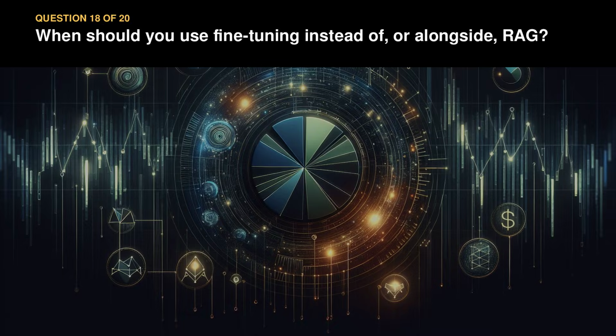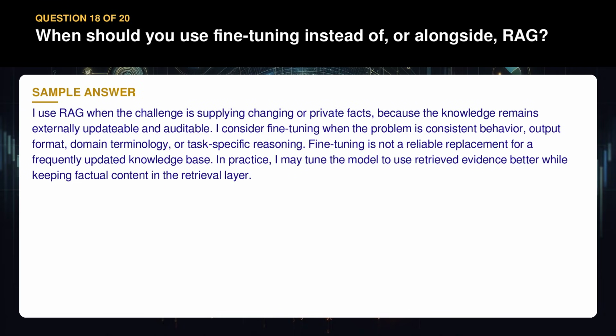Question 18. When should you use fine-tuning instead of, or alongside, RAG? I use RAG when the challenge is supplying changing or private facts, because the knowledge remains externally updatable and auditable. I consider fine-tuning when the problem is consistent behavior, output format, domain terminology, or task-specific reasoning. Fine-tuning is not a reliable replacement for a frequently updated knowledge base. In practice, I may tune the model to use retrieved evidence better while keeping factual content in the retrieval layer.